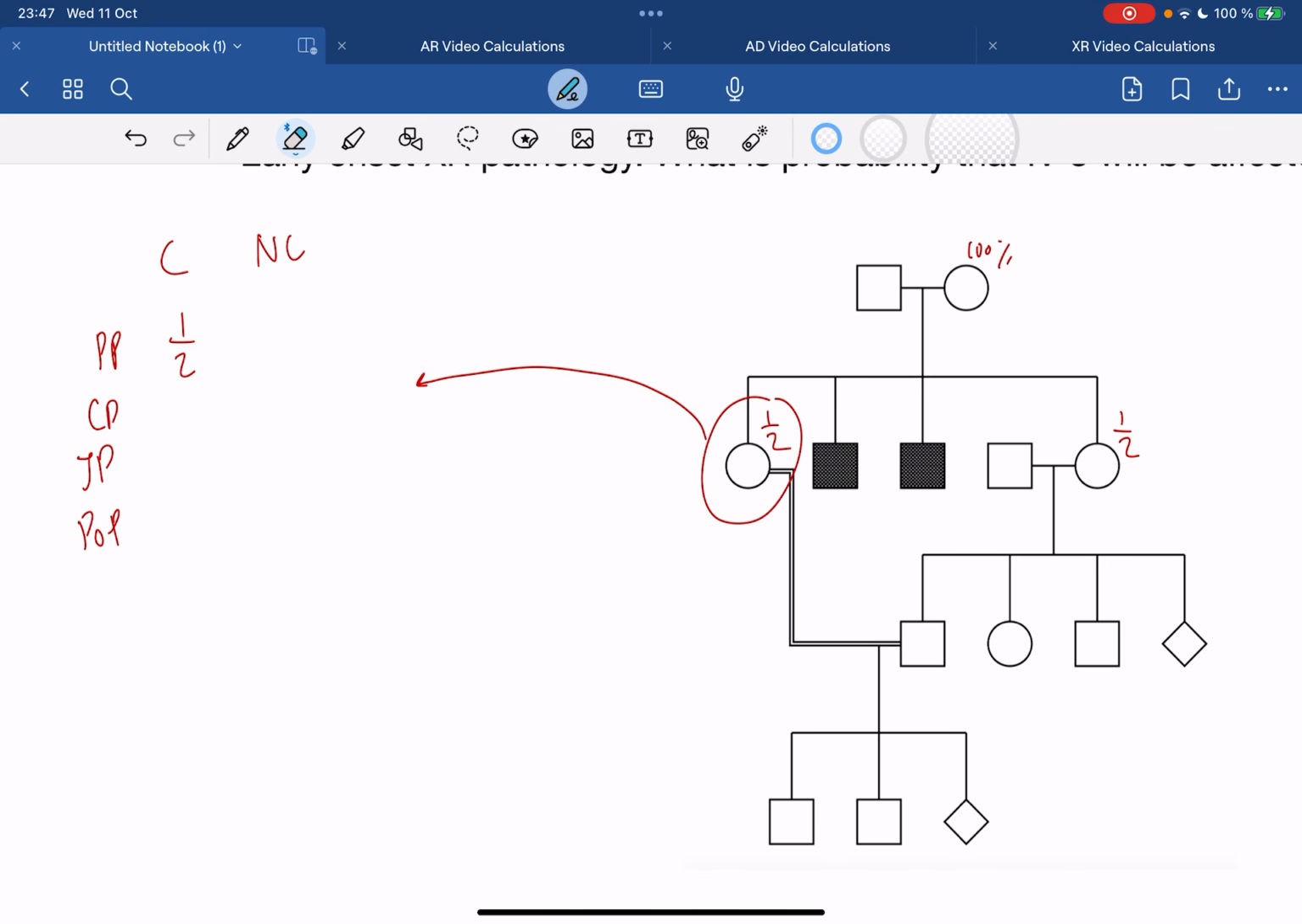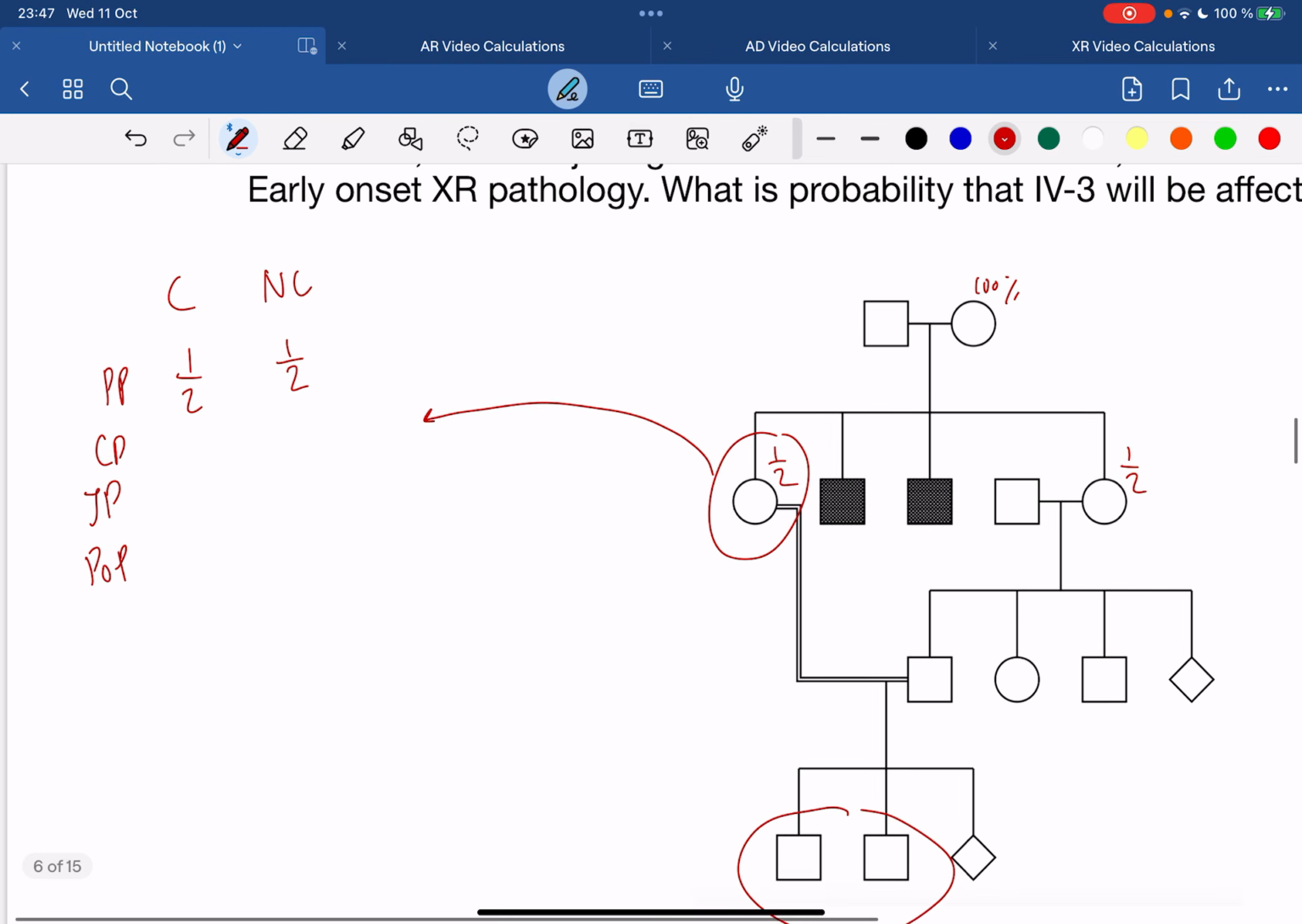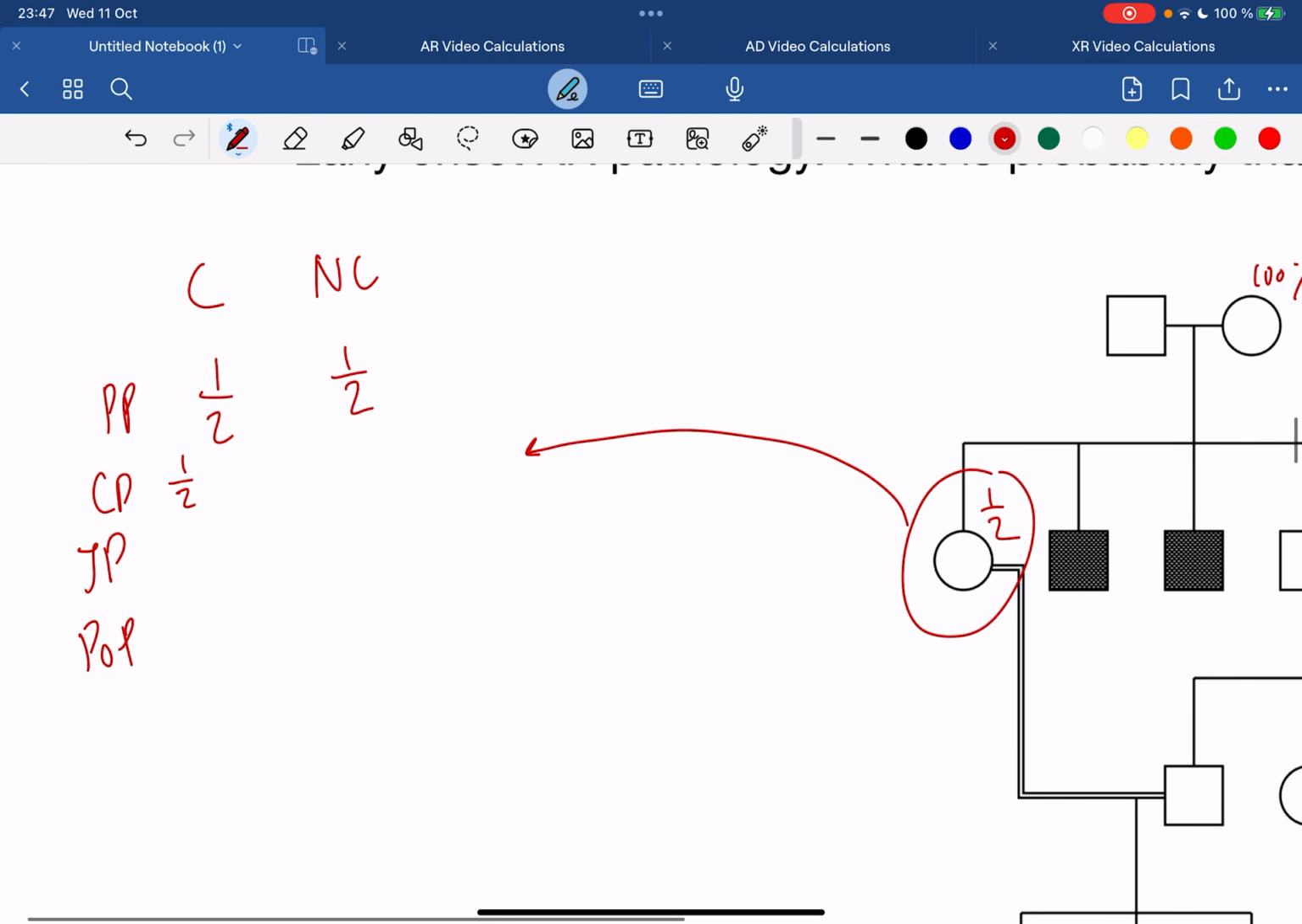Conditional would be 1/2 times the amount of healthy sons. She has 2 healthy sons. That would be 1/2 to the power of 2, which is equal to 1/4. Here is 1. Down here is 1/8 because that's this times that.